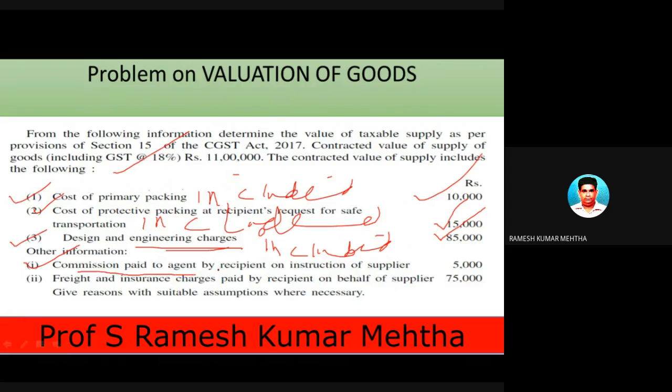Commission paid to the agent by the recipient on instruction of the supplier. So the supplier is having an agent, and the agent is the guy who helps these two people to come together, where the agent is an interface between recipient and supplier. The recipient will pay certain commission to the agent. So that is the expenditure, and naturally for selling a product you have to pay commission to the agent, whether he's a normal agent or a pure agent or otherwise.